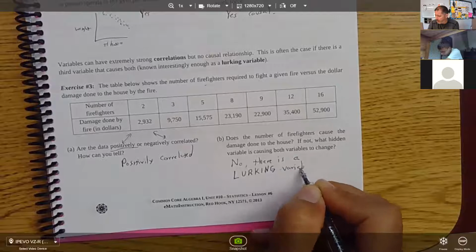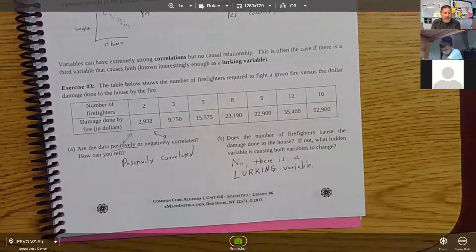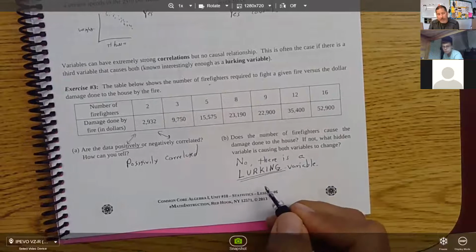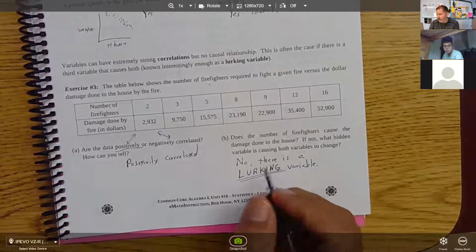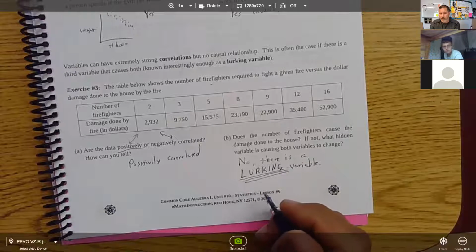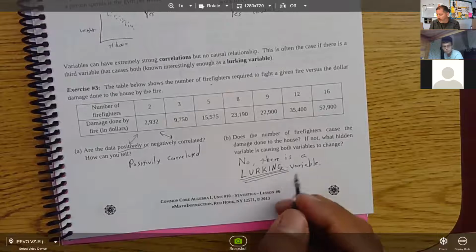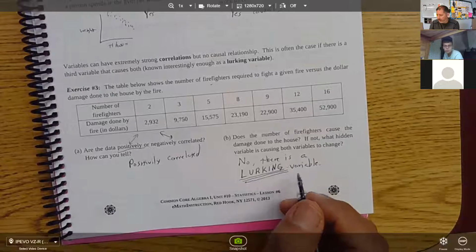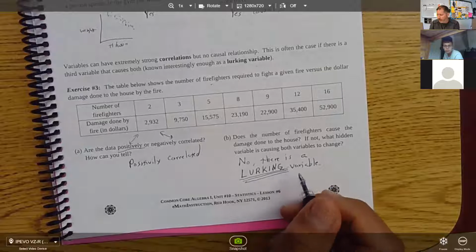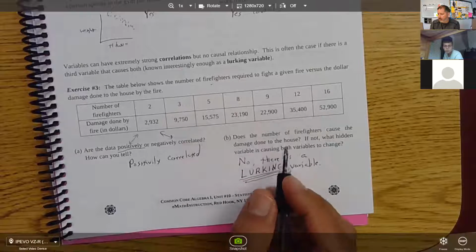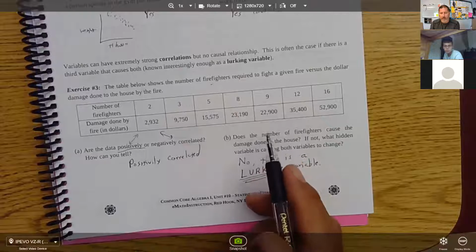That's the way people lie to people in media and on TV and radio and podcasts and YouTube: they don't mention there's a lurking variable. They don't mention it because they don't know, or they're trying to deceive you. They do this to sell things, to persuade you for politics or whatever, but they don't mention the lurking variable between two things that go up with each other, like the number of firefighters and how much damage is done to a house.